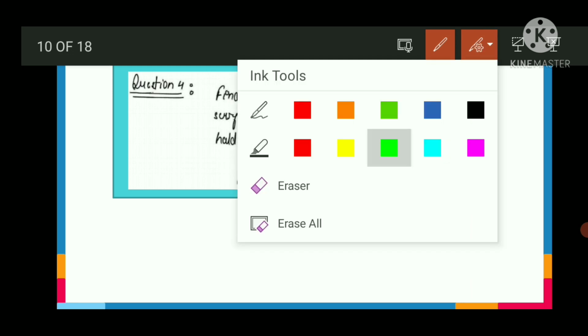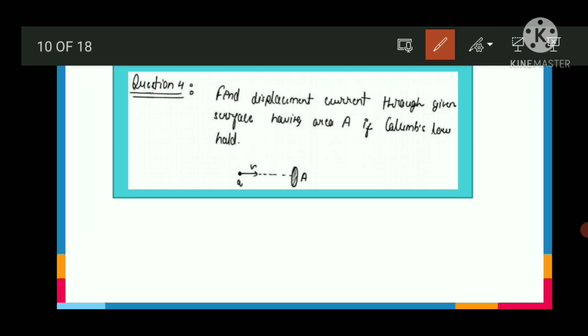Yes, friends, this is one of the most important questions. Actually, what is happening here is a charge q which is moving towards a particular area with velocity v, and we have to find the displacement current in this case through that area. If Coulomb's law holds in this case, are you able to relate how we have to start?